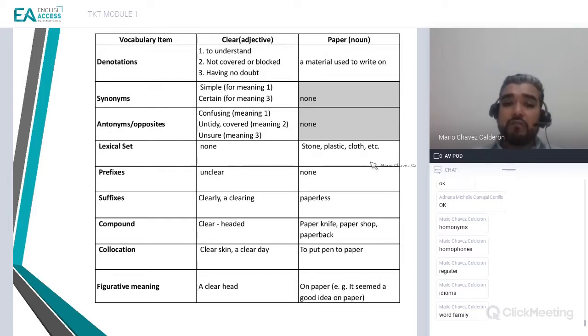Paper, material used to write on. Lexical set: stone, plastic, clothes. Prefixes: no prefixes. Suffixes: paperless. Compound words: paper knives, paper shop, paper bag. Collocation: to put pen to paper. Figurative meaning: on paper. It seemed a good idea on paper.